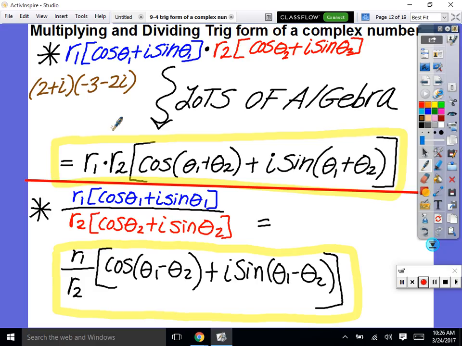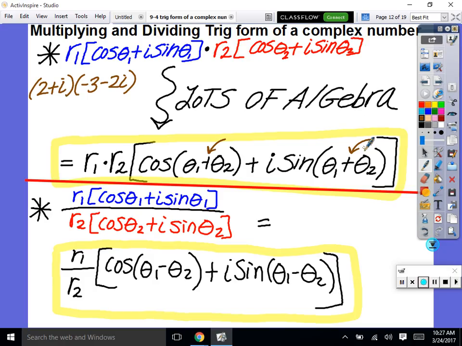So if you had a complex number in trig form multiplied by a complex number in trig form, you'll just multiply the radiuses: r1 times r2 times cosine of theta 1 plus theta 2 plus i sine of theta 1 plus theta 2. Notice it's plus in here. You add the angles.